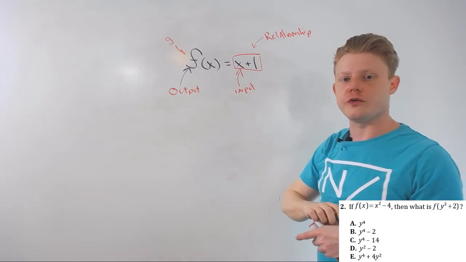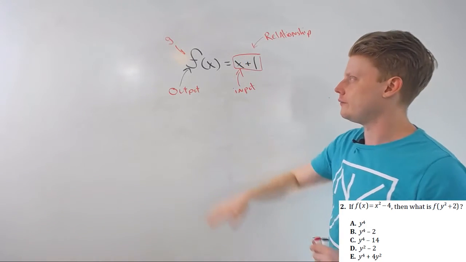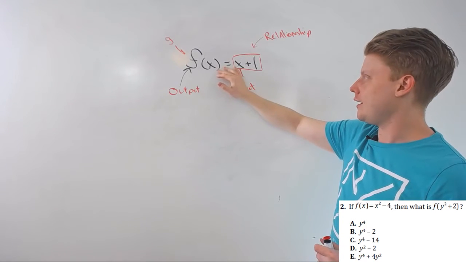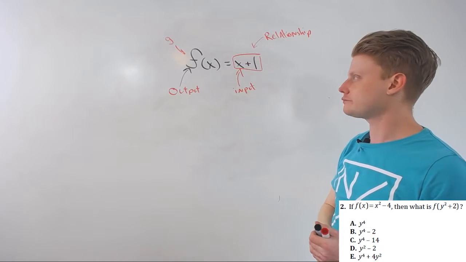And of course, functions can be bounded, right? They can be piecewise, but we're not going to talk about that right now. This function is always true. This is a linear function, right? x plus 1. Slope of 1, y-intercept of 1.